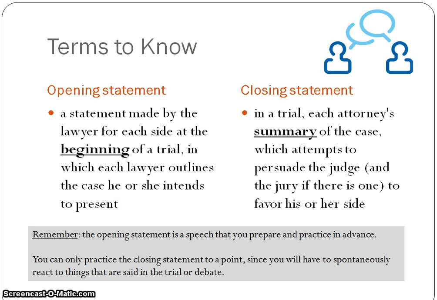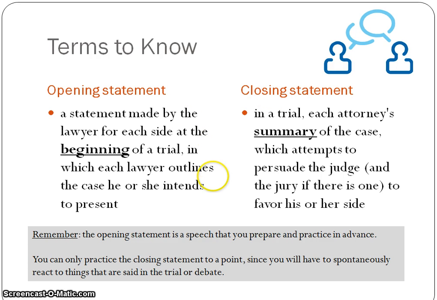It previews everything that the person is planning to say, some of their major points, and it might even include a preview of their attack of the other side. They may mention a counter-argument and their initial statements for their refutation of that other side.